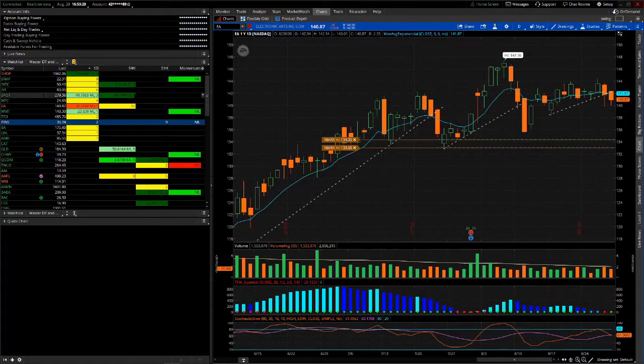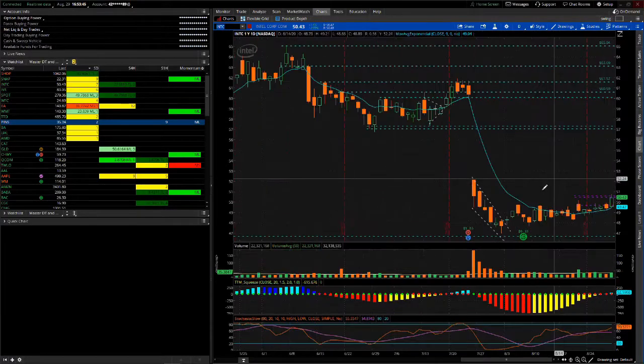The dark green and dark red are plays where the squeeze is releasing, but there's no momentum and it's not closing near the high or low of day, which means it's a potential play. For example, we'll look at INTC on the daily. INTC 4 hour.